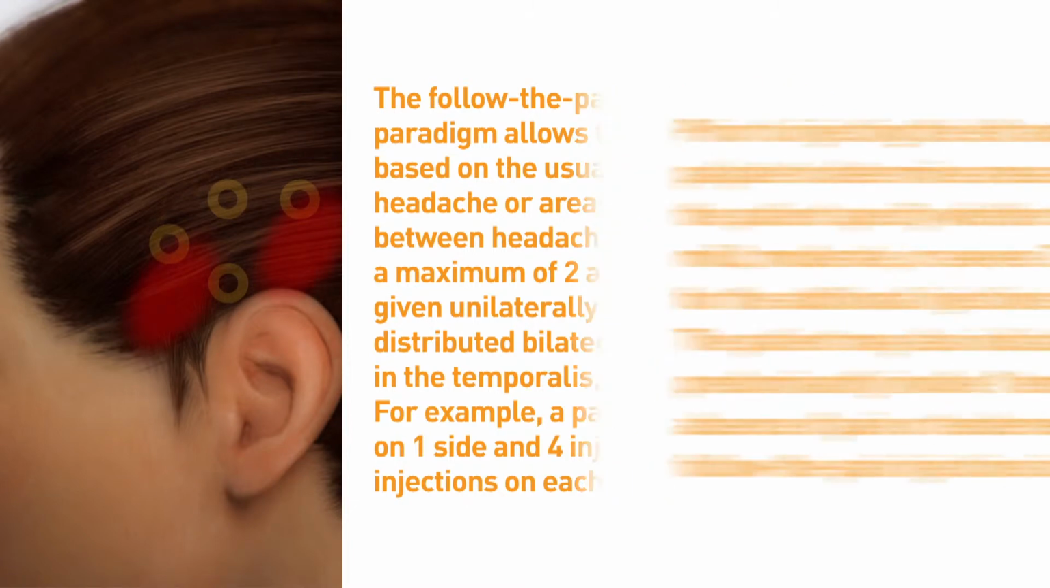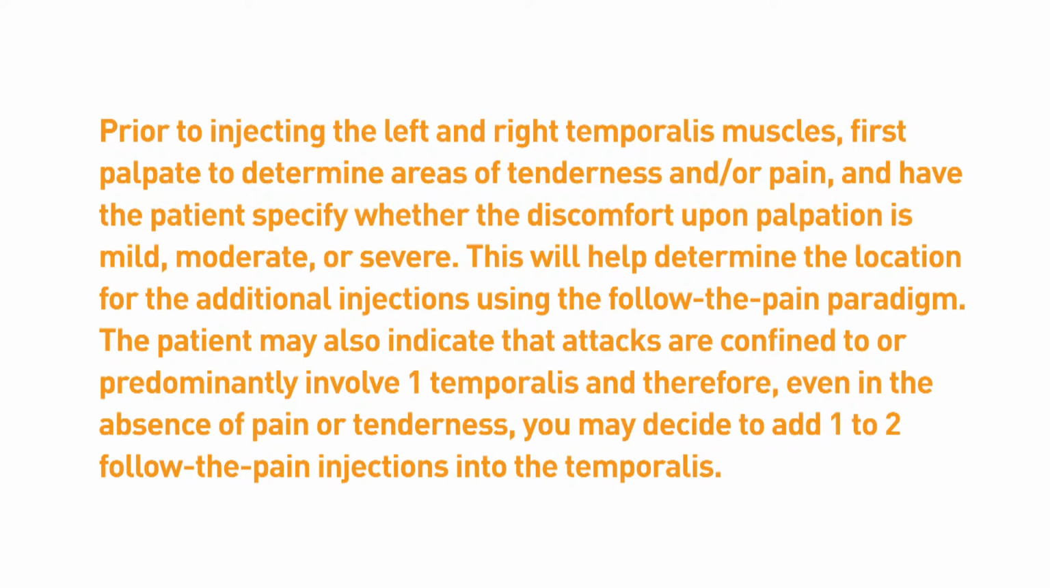on each side. Prior to injecting the left and right temporalis muscles, first palpate to determine the areas of tenderness and/or pain, and have the patient specify whether the discomfort upon palpation is mild, moderate, or severe. This will help determine the location for the additional injections using the follow-the-pain paradigm. The patient may also indicate that attacks are confined to or predominantly involve one temporalis, and therefore, even in the absence of pain or tenderness, you may decide to add 1 to 2 follow-the-pain injections into the temporalis. Begin by making the fixed dose injections.